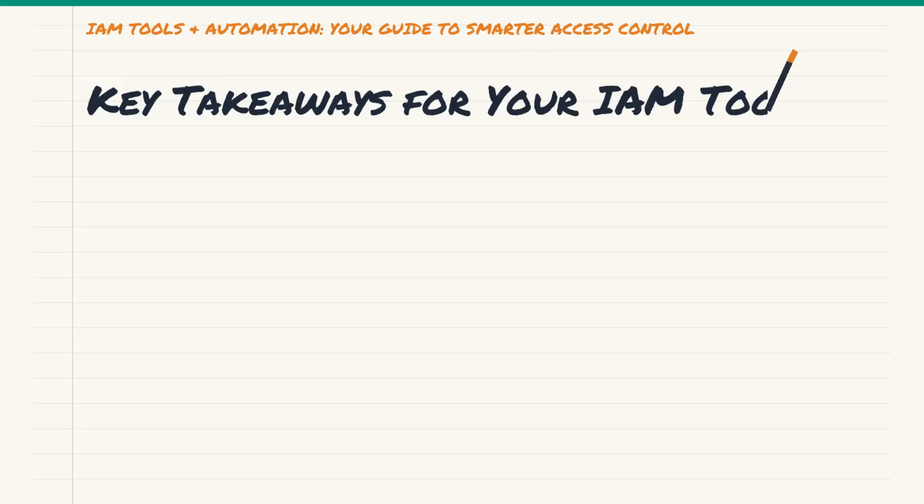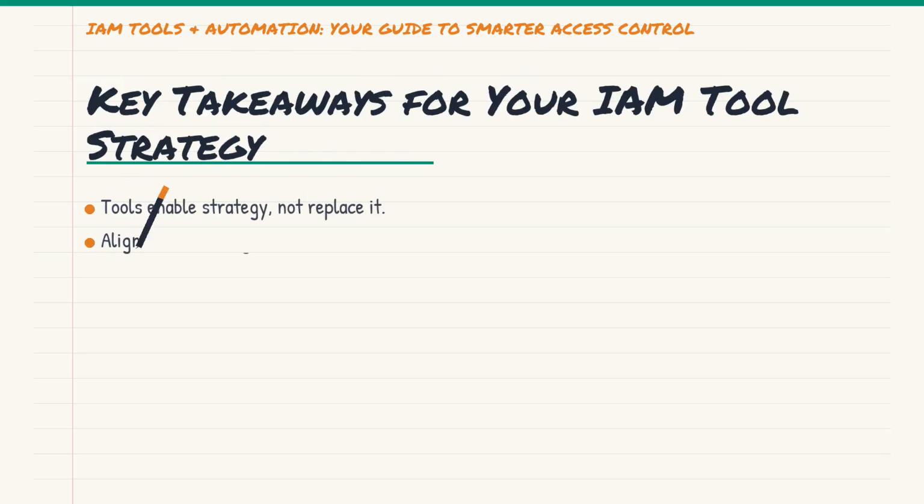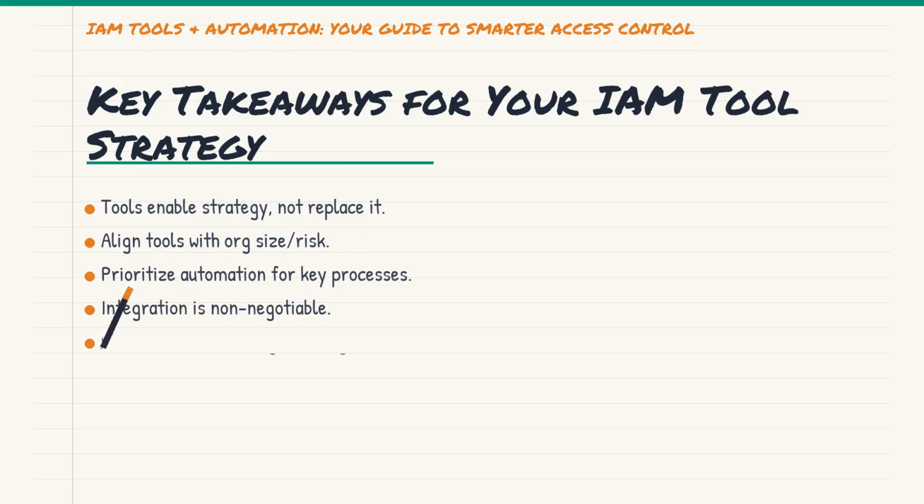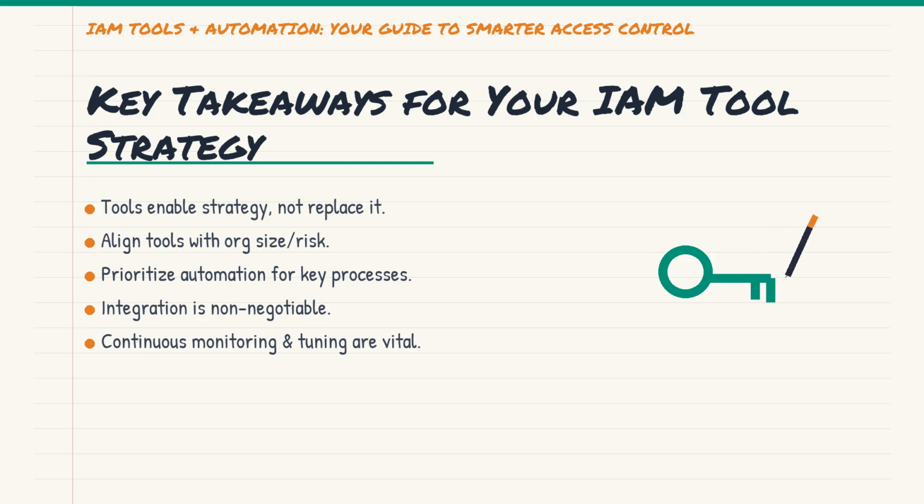To wrap up, remember that tools are enablers. They don't replace strategy or good governance, but they make implementing them vastly more effective. Choose tools that align with your organization's size, complexity, and risk appetite. Prioritize automation for efficiency and security, especially for provisioning and access reviews. Leverage APIs and standard protocols for seamless integration. And critically, never stop monitoring, auditing, and tuning your IAM toolset. It's a continuous journey to secure your digital assets.